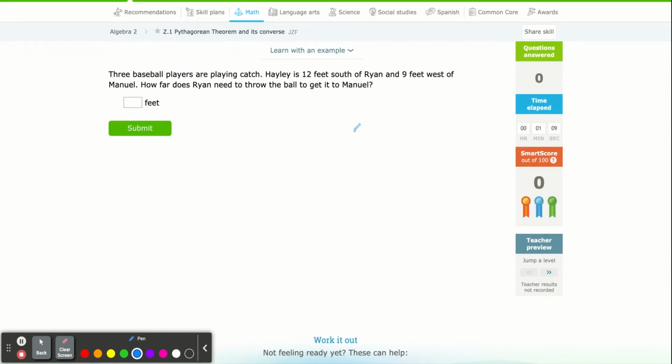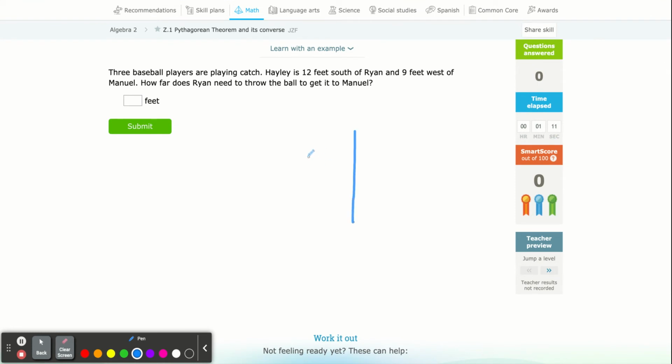Three baseball players are playing catch. Harley is 12 feet south. So I'm going to go directly down because that's south, 12 feet south of Ryan. Maybe I'll put an H for Harley and an R for Ryan, and 9 feet west. Now be careful. Harley is 12 feet south of Ryan, and Harley is 9 feet west.